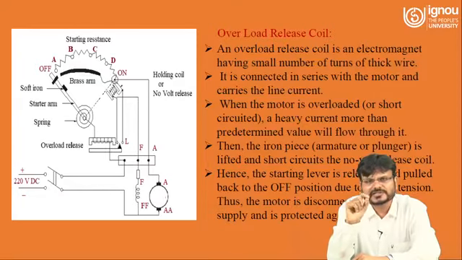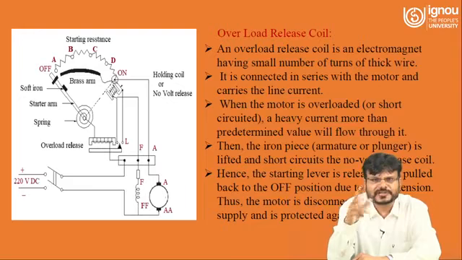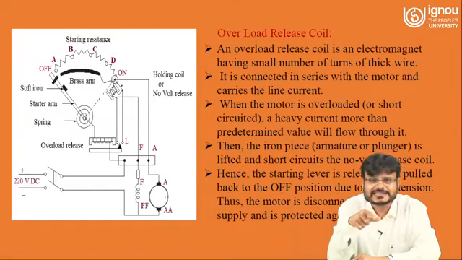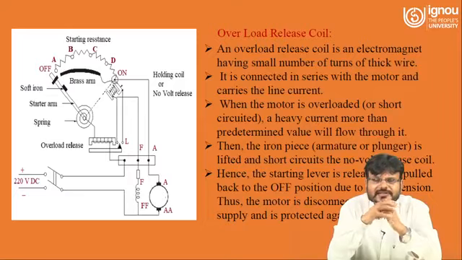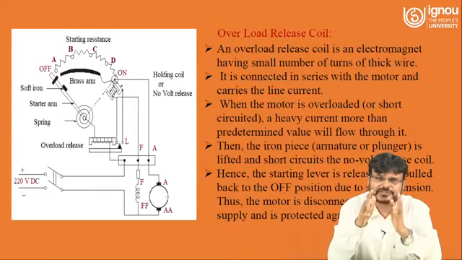That means R is inversely proportional to the area. And area is nothing but pi d square upon 4. That means if the diameter is more, the area is more, and if the area is more, the resistance is less. Why should the resistance of this overload release coil be less? Because it is connected in series with the motor. So we have to keep in mind that this resistance should be less. If resistance is more, there will be more voltage drop.